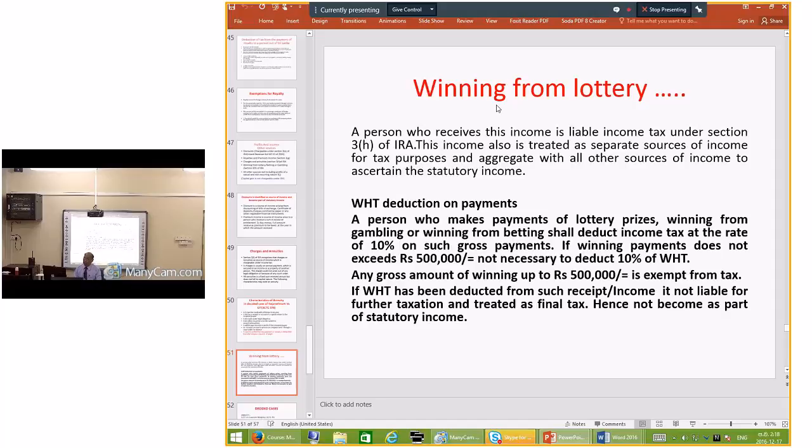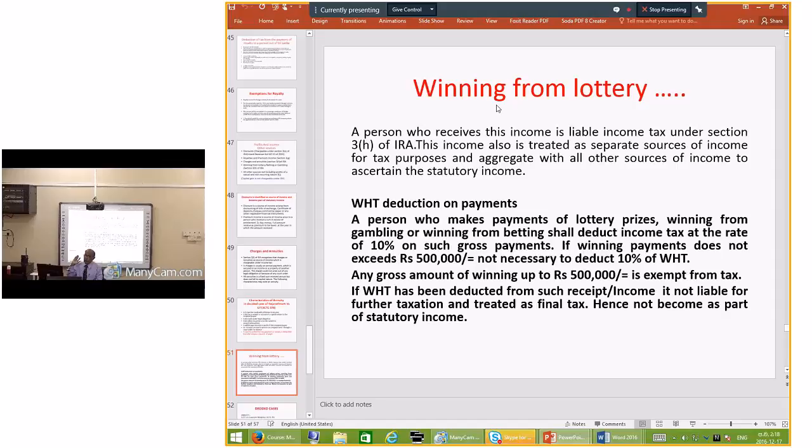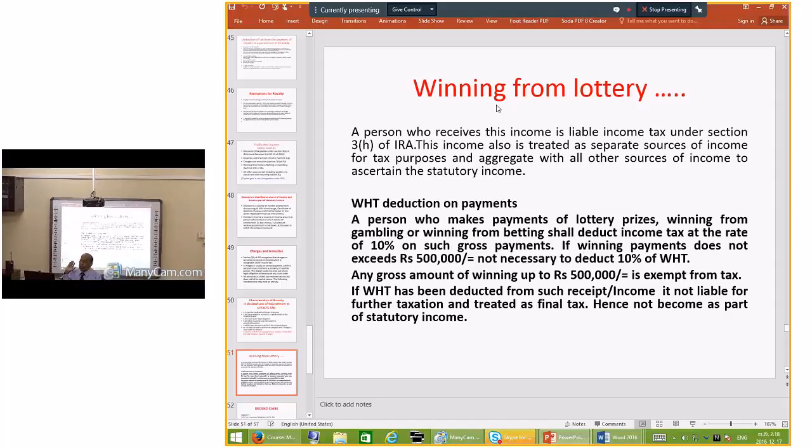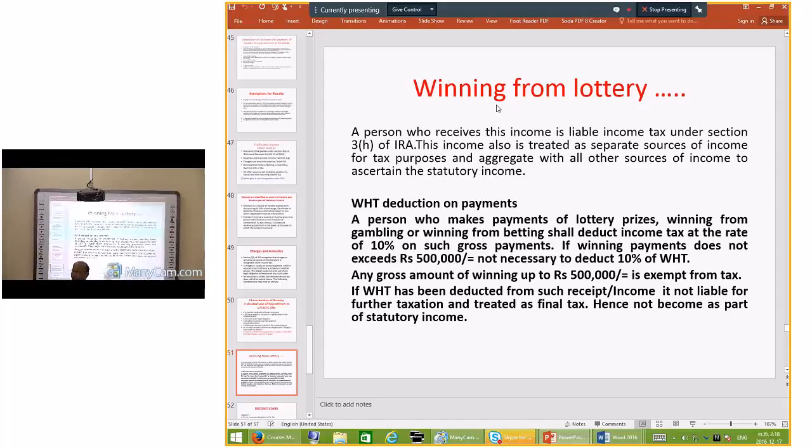Now if 10% is deducted, there is no further taxation. Even a billion. In the past few days, in some cases, the lottery boards paid more than 90 million in winnings. Only 9 million was deducted as tax and 82 million was paid to the winner.